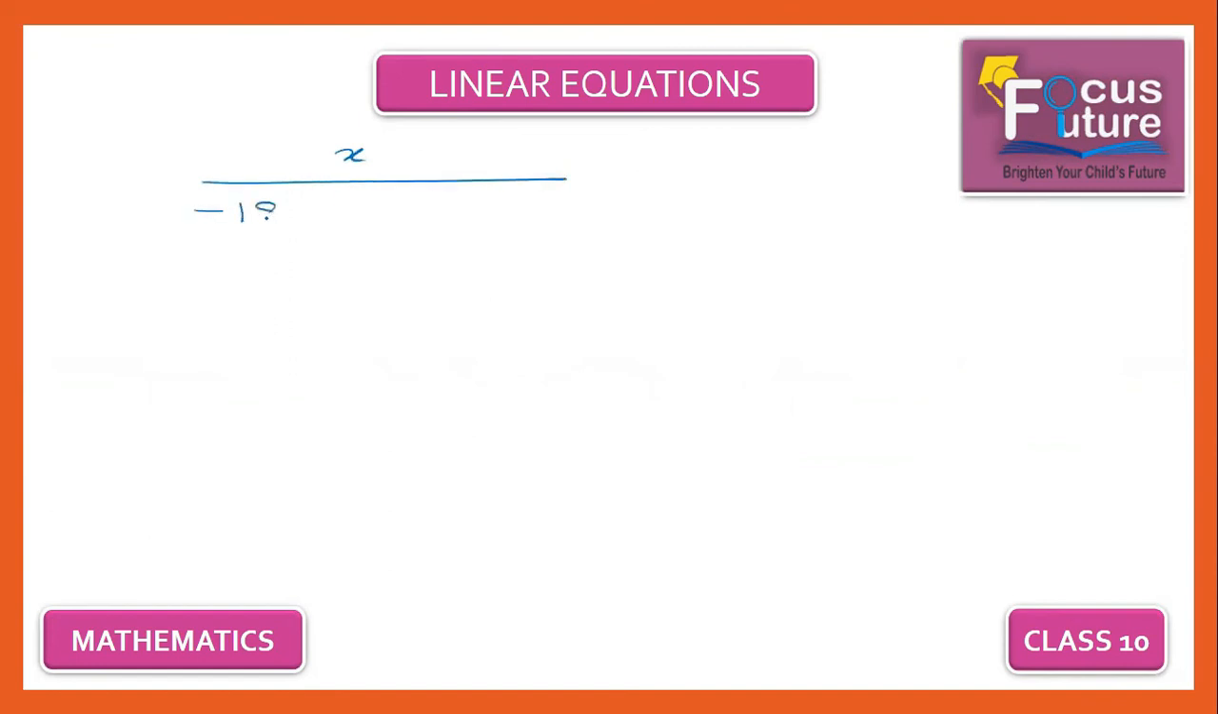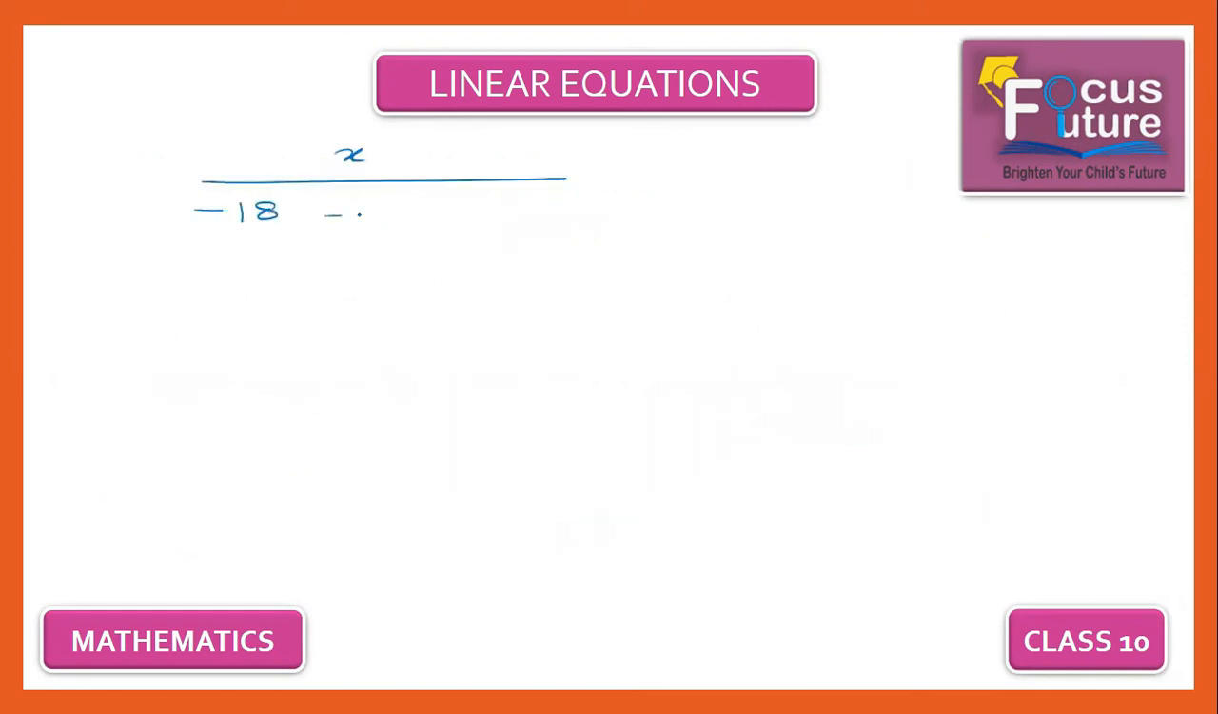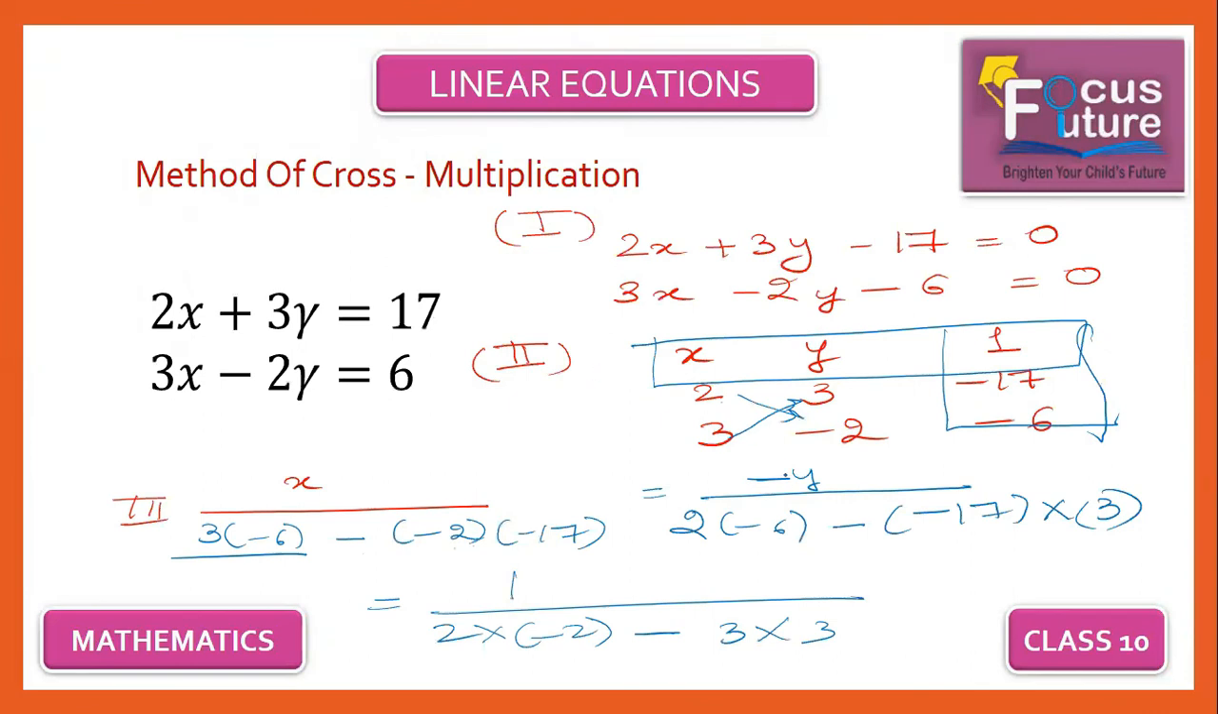minus 18. 6 3s are 18. This is minus 18. Minus, minus, minus. So you have 3 minus, that means negative, 17 2s are 34. So this would be minus 34. That is equal to minus y divided by 6 2s are 12, minus 12, minus minus plus 17 3s are 51.